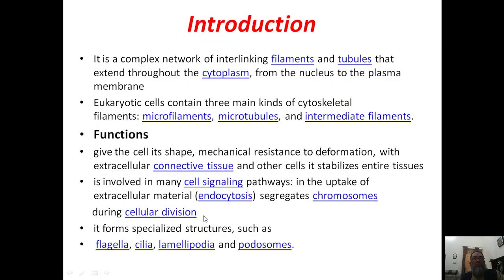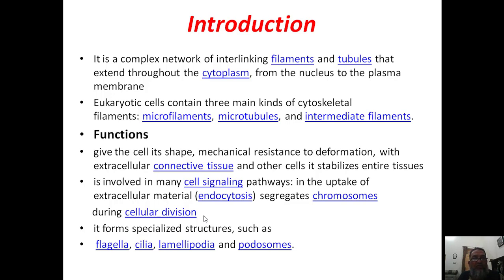Now, what is the introduction? It is a complex network of interlinking filaments and tubules that extend throughout the cytoplasm from the nucleus to the plasma membrane. So, it is understandable, starting from the nuclear membrane up to the plasma membrane of the cell throughout the cytoplasm. Eukaryotic cells contain three types of cytoskeleton filament: microfilament, microtubules, and intermediate filament.